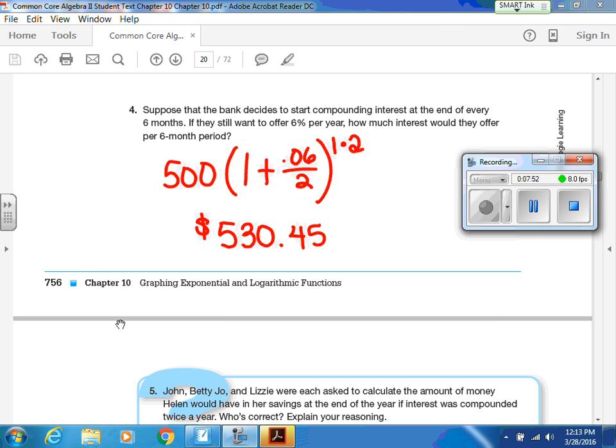So the new formula, if it's compounded more than once a year, is still your principal times 1 plus your rate over the number of times that it's compounded, to the amount of time that you have it deposited times the number of times it's compounded. That's your new formula right there.